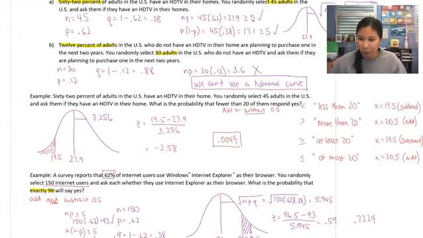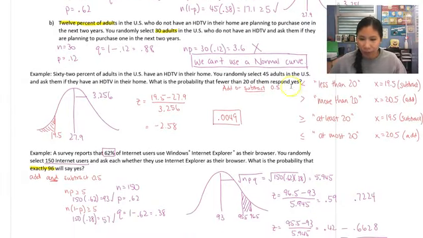Okay, so just to recap, if the problem says less than, you subtract the 0.5. Greater than, you add the 0.5. At least, you subtract the 0.5. At most, you add the 0.5. Exactly is when you do both: add and subtract the 0.5 and find the area in between.